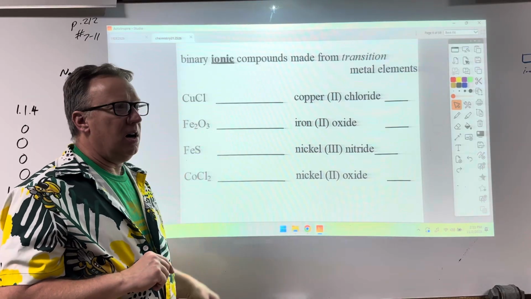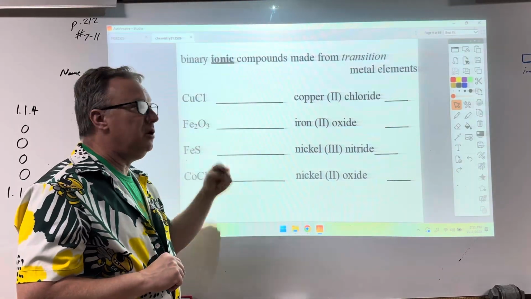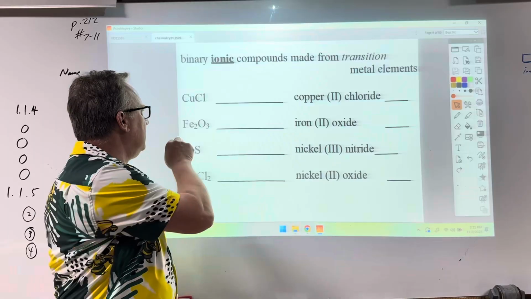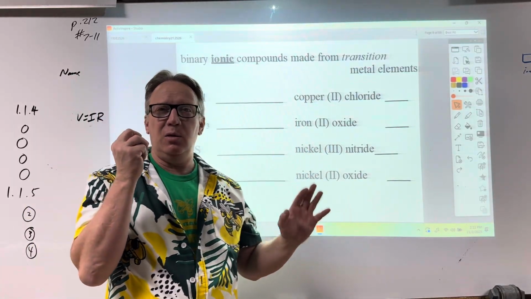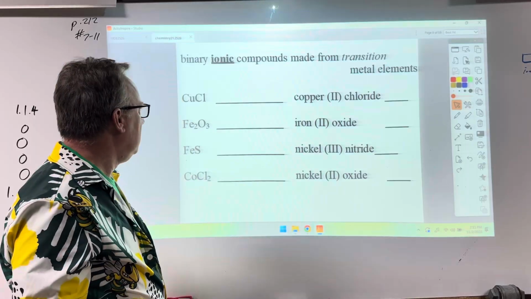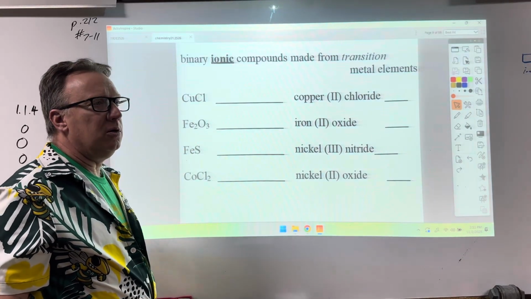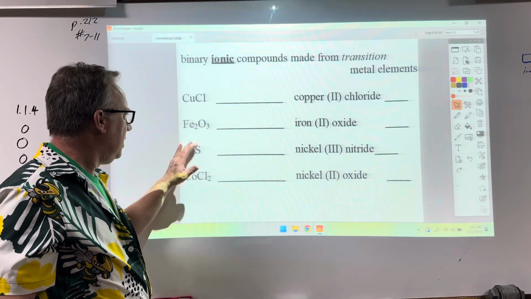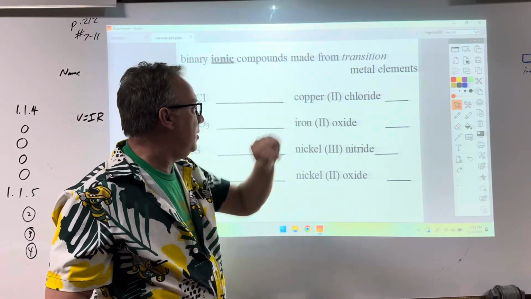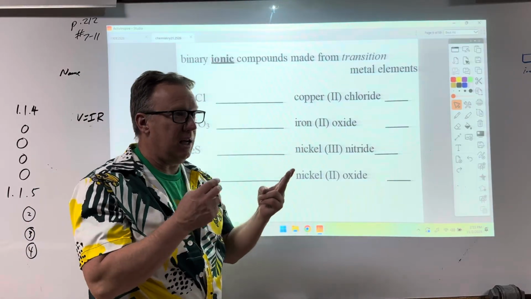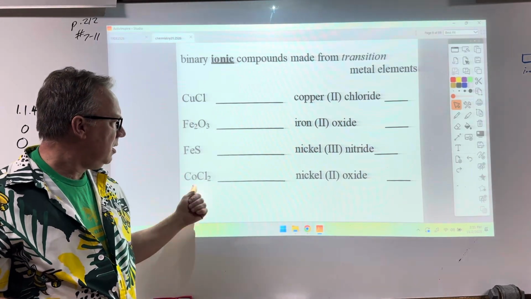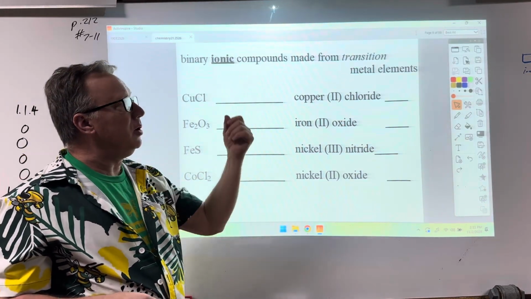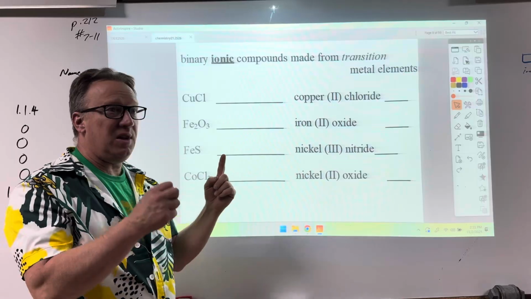Iron and oxygen. Oxygen takes 2, there's 3 of them. 2 times 3 is 6. I have 2 irons giving me 6, they've got to be 3 positive apiece. It's got to be Fe, iron 3 oxide. Sulfur takes 2, we know that. Iron's got to be giving 2 because it's a match. So this is iron 2 sulfide. Cobalt chloride, well, the chlorine takes 1, there's 2 of them, cobalt's got to be 2.